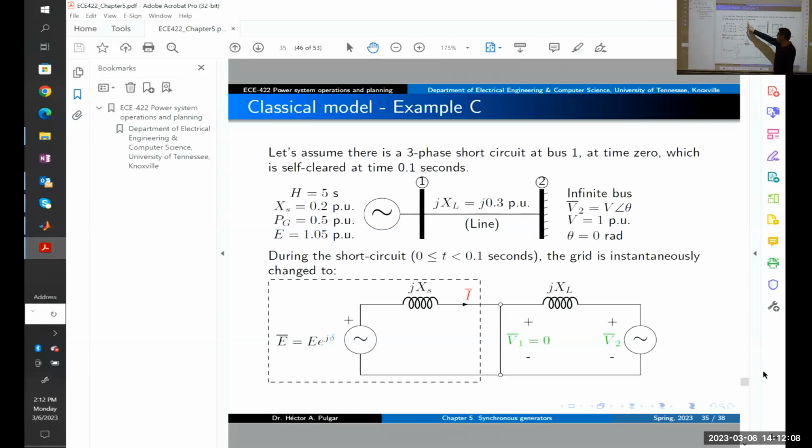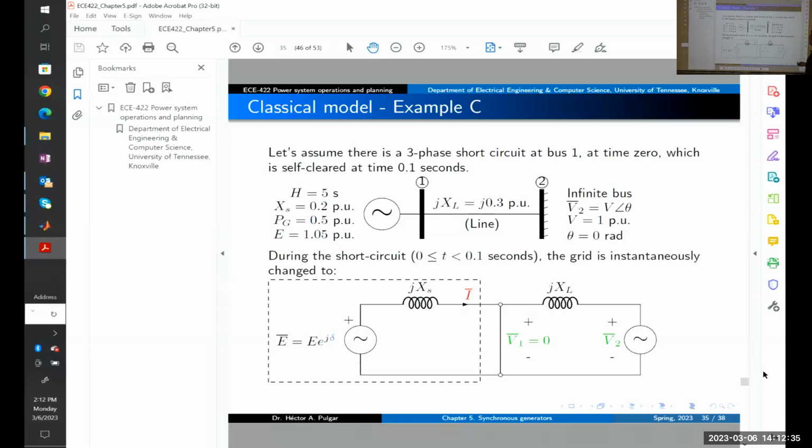Basically, we're making the voltage at bus 1 0. If the voltage at bus 1 is 0, then we can inspect this circuit and see how much electrical power will come out of that generator, because we need the electrical power, because that defines acceleration in the machine.